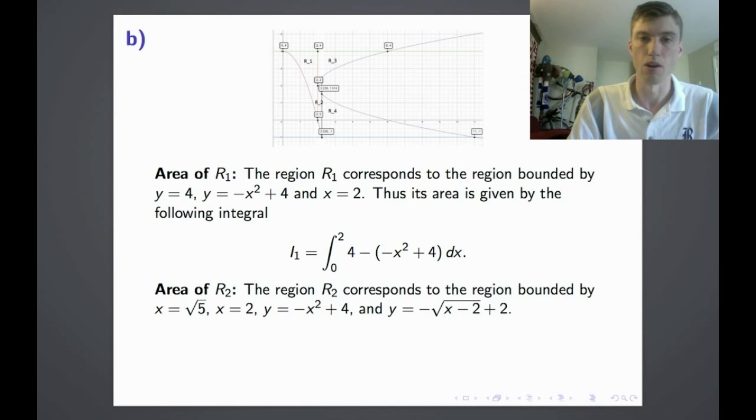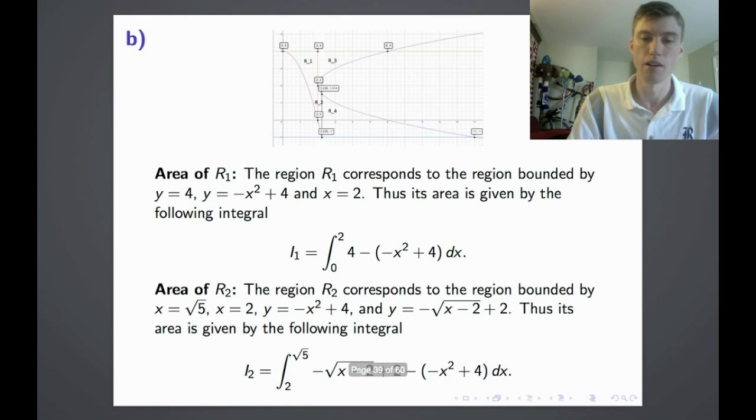Now, R2 will go from x equals 2 to x equals the square root of 5, and the top function was the negative square root of x minus 2, plus 2, and the bottom function was negative x squared plus 4.